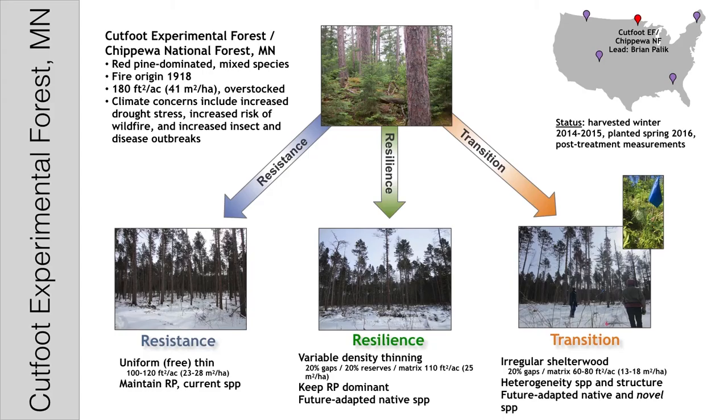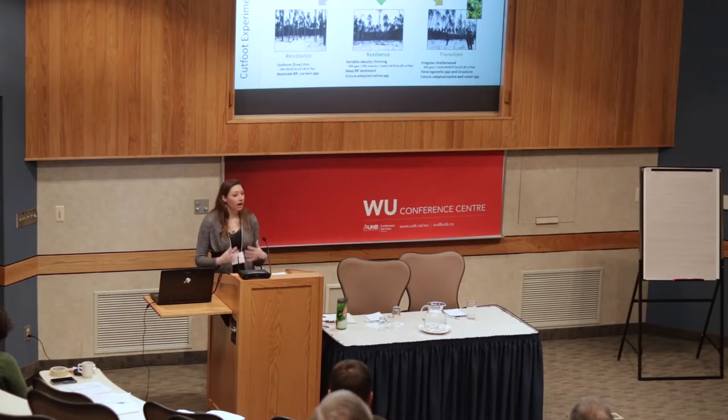And then with the transition, thinking about transitioning into this future ecosystem, we're doing an irregular shelterwood. We're continuing to have these gaps and matrices to have that structural heterogeneity and the composition and structure. And then we also are planting future adaptive native and novel species. So some of the other species that we're planting include things like white pine, jack pine, red oak, bur oak, red maple, and then also butternut hickory, black cherry, and ponderosa pine.